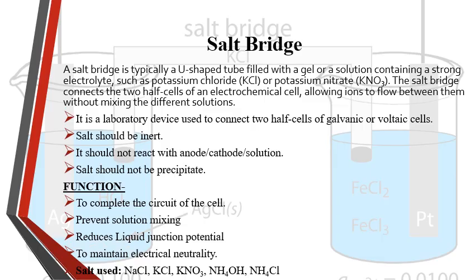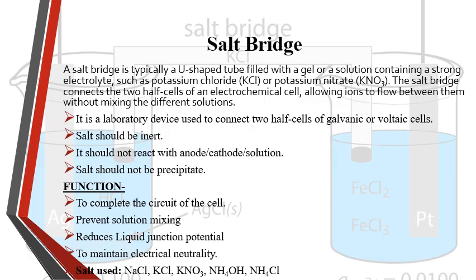The common salt bridge electrolyte. The electrolyte used in a salt bridge is usually a salt that does not react with other chemicals in the cell. For instance, potassium chloride is a common choice because potassium and chloride have similar mobility, which helps in reducing the liquid junction potential. Potassium nitrate as well is another common electrolyte used in salt bridges.